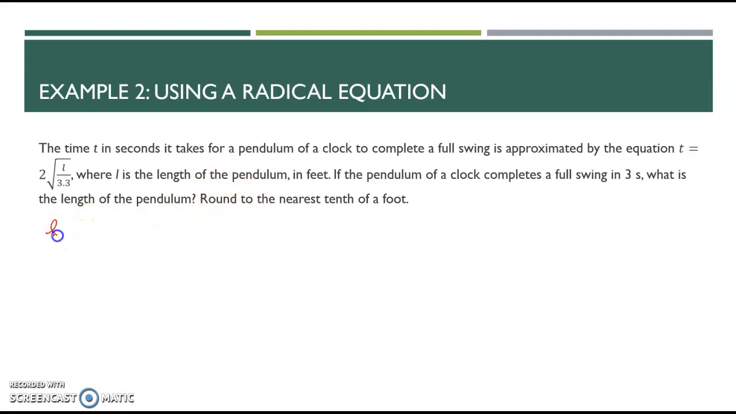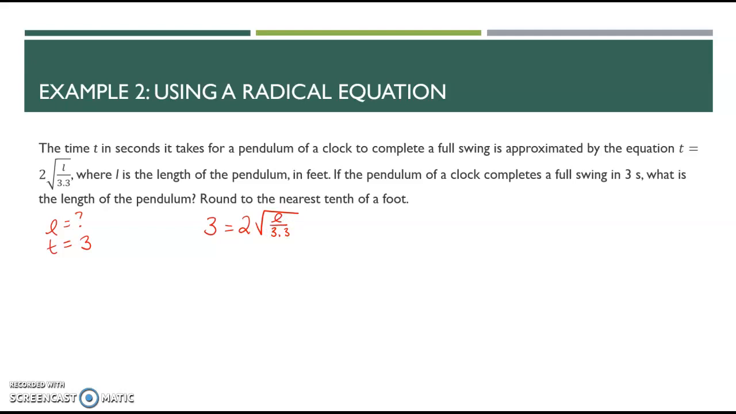Sometimes I like to write out my variables so that I understand what I know and what I don't know. So we don't know the length. That's the one I'm looking for, but I do know the time, which is 3, and so I'm going to plug that in. So we're going to have 3 equals 2 times the square root of L over 3.3. Okay.